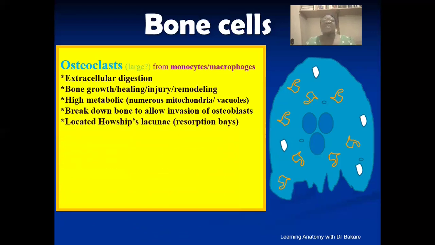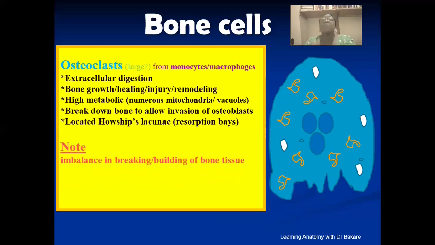These osteoclasts are located in specialized lacunae that are referred to as the Howship's lacunae. This is also referred to as the resorption bay. Remember, we said that the bone cells are located in specialized environments that are referred to as lacunae, but specifically the osteoclasts are seen in the Howship's lacunae. It is important that we highlight this.